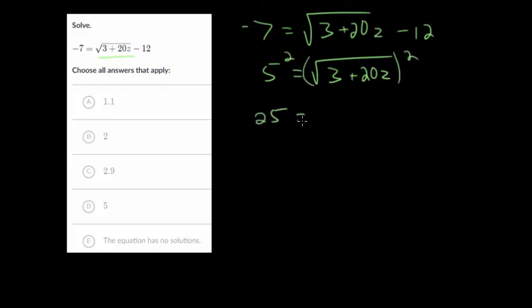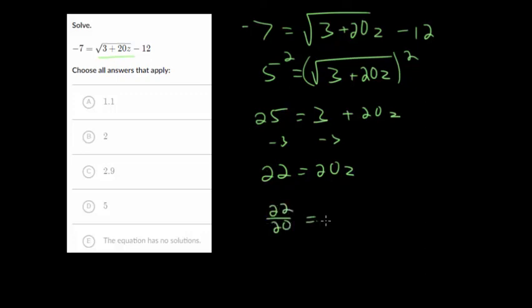So 5 squared is 25. And here the square and the square root cancel. So you get 3 plus 20z. And let's subtract 3 on each side so that we could solve for z. And so you get 22 is 20z. And dividing everything by 20, you would get 20 over 22. Or excuse me, the other way around, 22 over 20, which simplifies to 11 over 10.